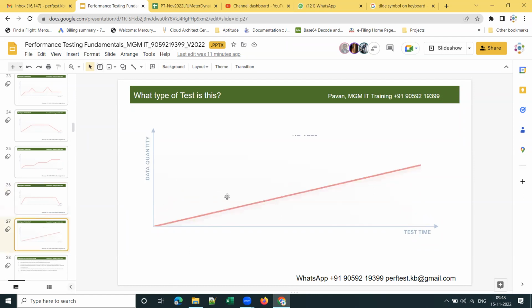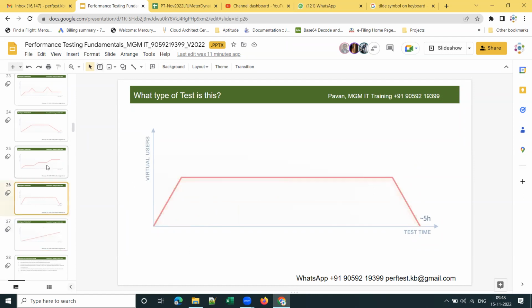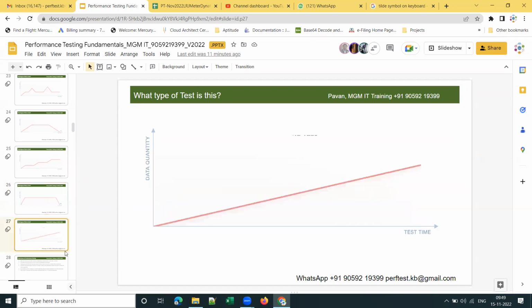Perfect. Now, what does this graph represent? Observe here, till now, all the graphs have virtual user load on the y-axis, number of users. Now, observe the difference here. On the x-axis, we have test duration only, whereas on the y-axis, we have data quantity. Data quantity means number of records. And this graph best represents a volume test.